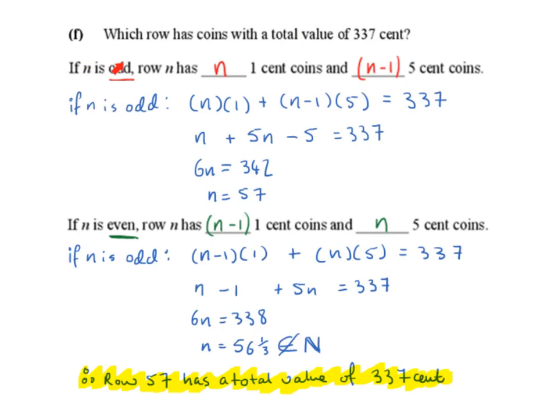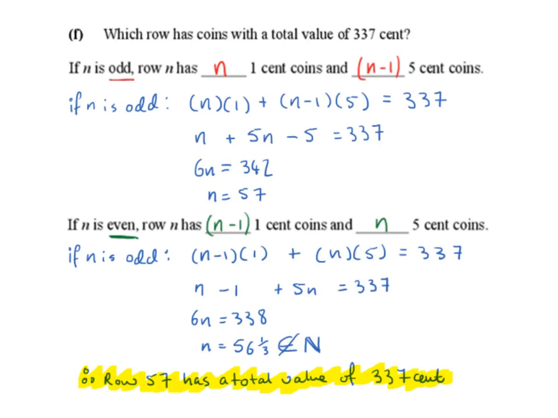So if n is odd, so if the row that we're looking at is odd, so it could be the first row, the third row, the fifth row, the seventh row, and so on. So if the row we're looking at is odd, then row n has n 1-cent coins and n minus 1 5-cent coins. So we wrote this statement earlier on. So if n is odd, we'll have n times 1 plus n minus 1 times 5, and it will be equal to 337.